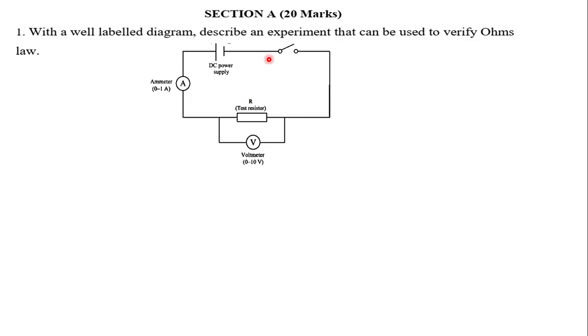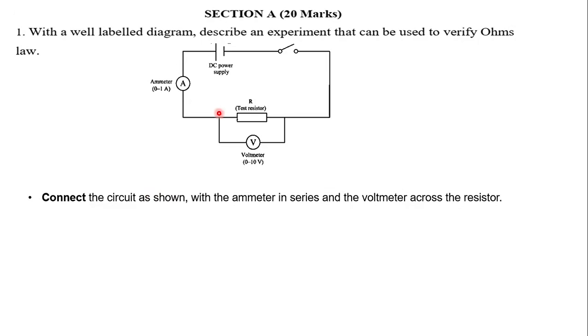So by drawing a diagram, correct circuit, 1 mark, and then the 3 labels, 2 marks together, it will give you 3 marks. So connect the circuit as shown with the ammeter in series and voltmeter across the resistor here. Close the switch to allow current to flow through the circuit.